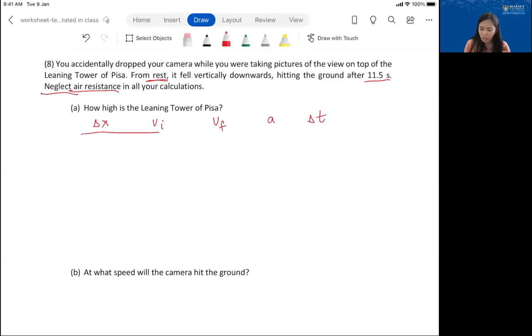Write your table of information based on what's given. So you're starting from rest, that means VI is 0. Time, 11.5 seconds, it's given. VF, there's nothing about VF here, so that's not given. How high is the Leaning Tower of Pisa? That's actually what I want to find. What's the acceleration in this case?